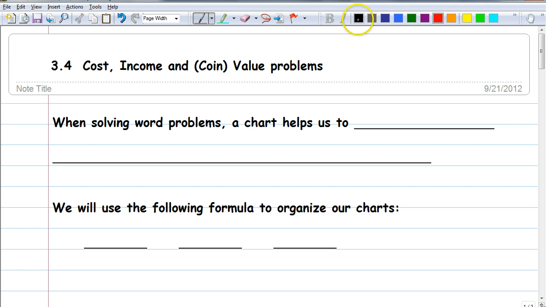Okay, so I'm gonna write this down, so you guys should too. Organize the given facts. Okay. Organize. I hope I know how to spell that. Hold on. Okay. All right. Then we use the following formula to organize our chart.